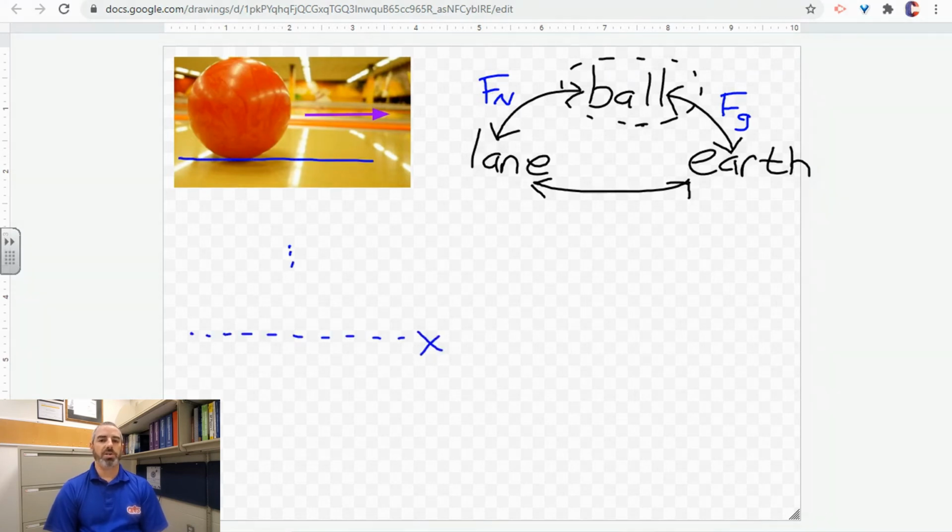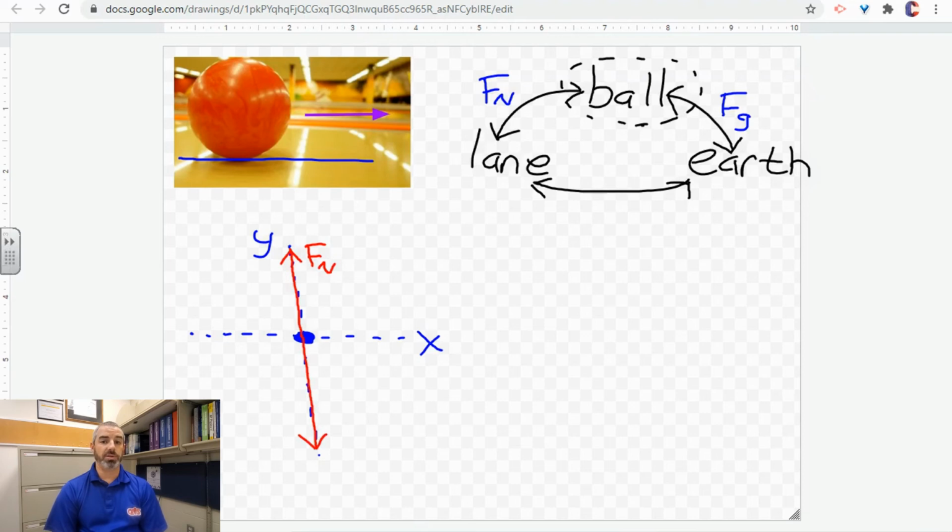So we draw our horizontal and vertical axis. The horizontal axis is parallel to the surface, which is horizontal. Then we draw our dot to represent the ball, and what we do is we draw our normal force and our gravitational force. So the normal force points up. We label that Fn. And we know that the gravitational force points down.